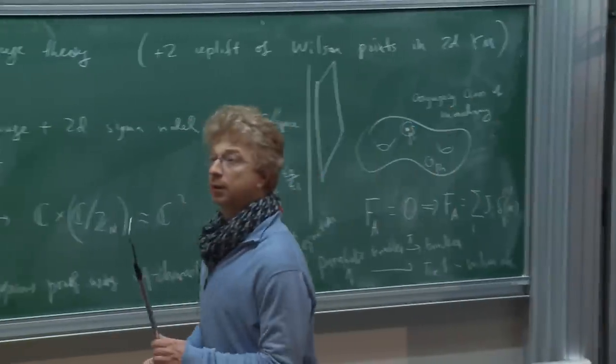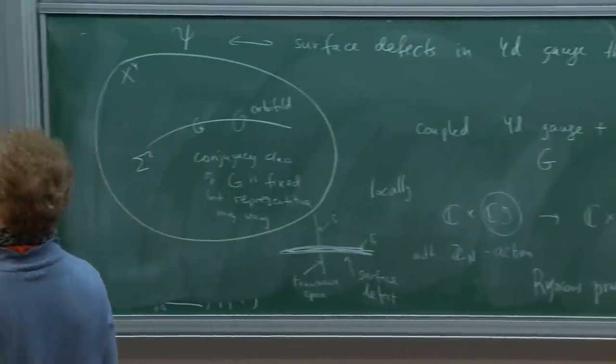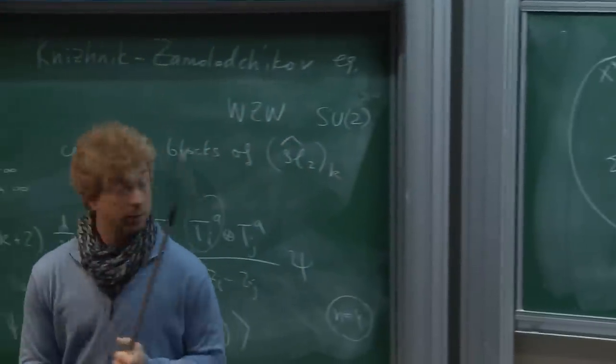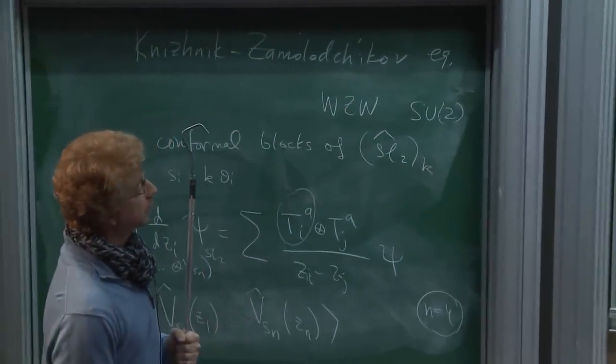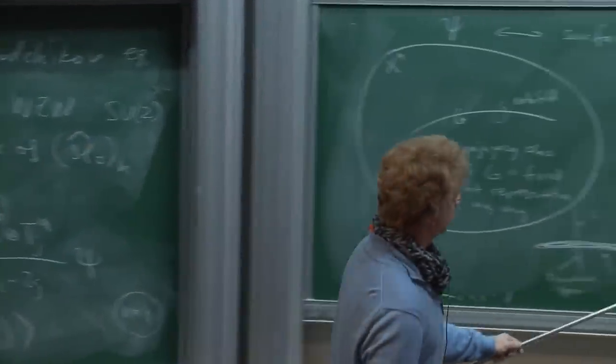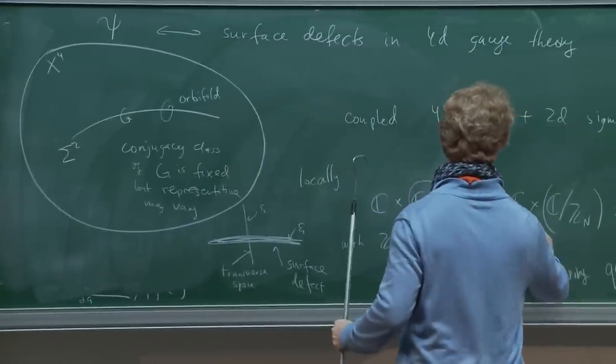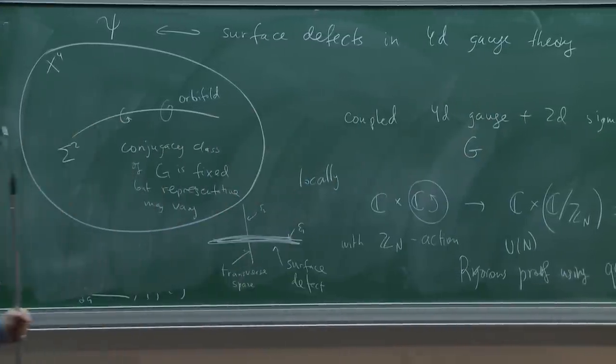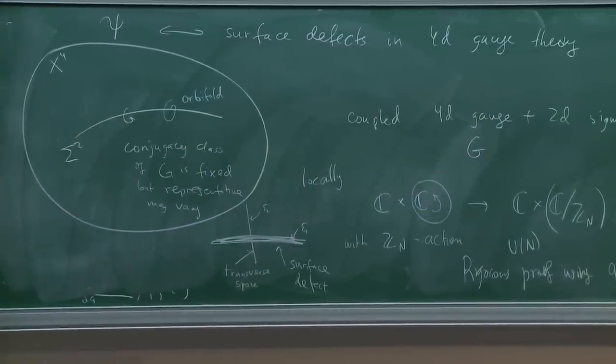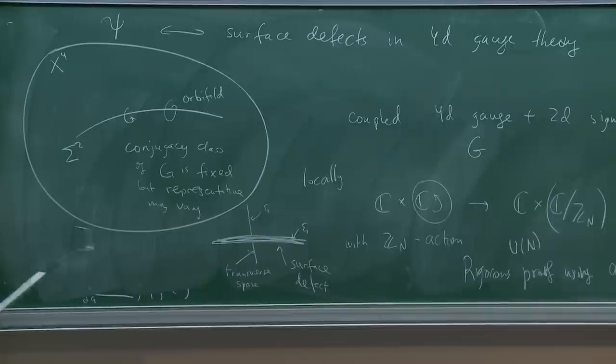If you want to be rigorous, can I formulate this more precisely? First of all, are you in the SU2 case now, or in general? This is for UN, actually. And what is your theory? What kind of matter do you allow? This is for any quiver gauge theory.